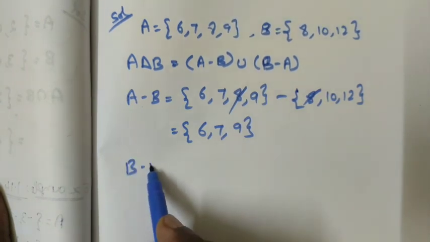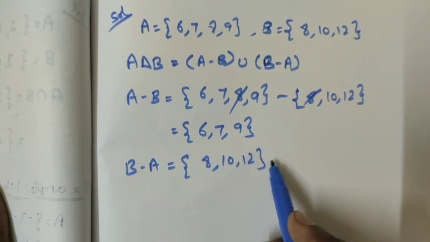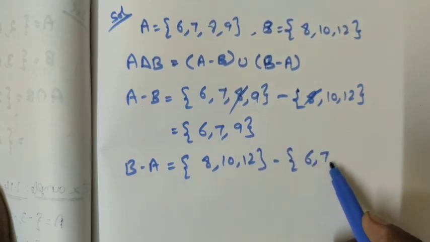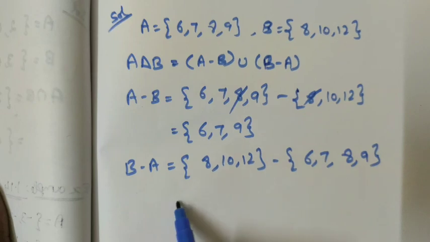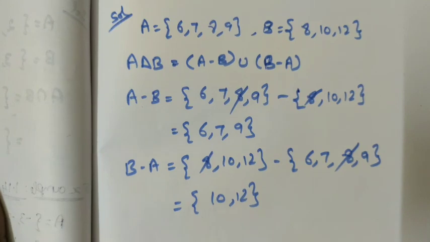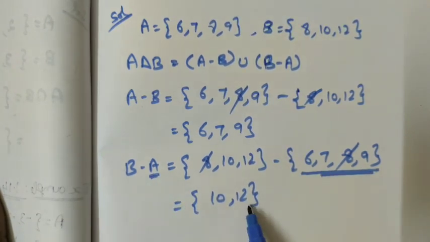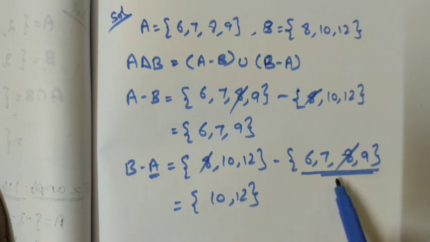Now we have to find B minus A. The B set is 8, 10, 12 minus 6, 7, 8, 9, right? Here also 8 is the common element. So except that 8, we have to write the remaining two elements. The second set elements should not appear here, right? So that's why we are leaving out the second set elements.